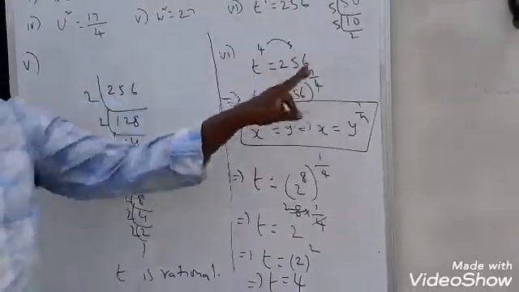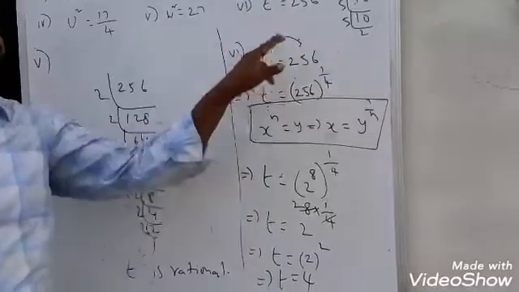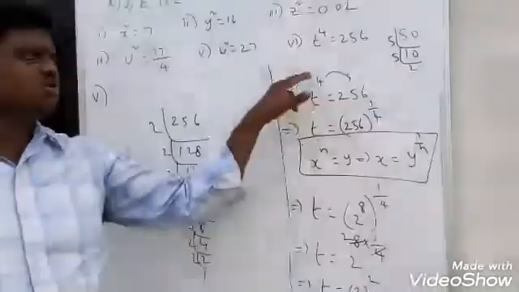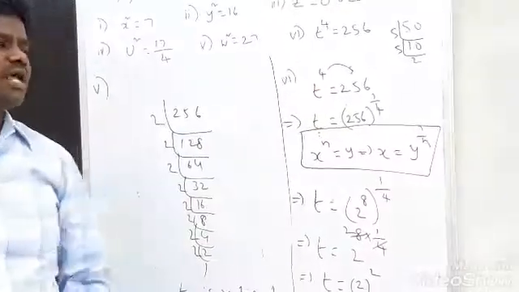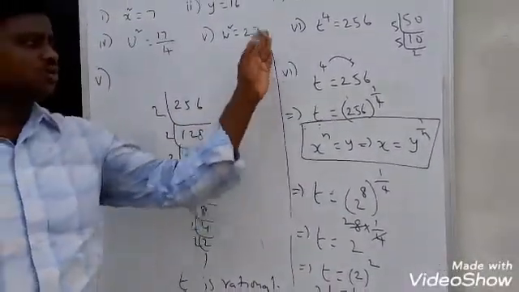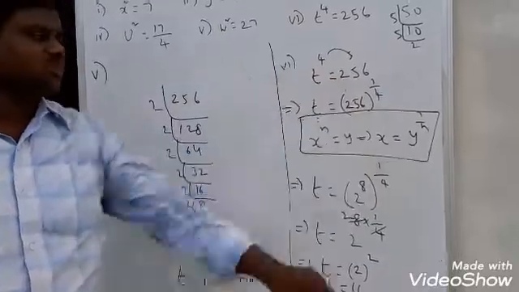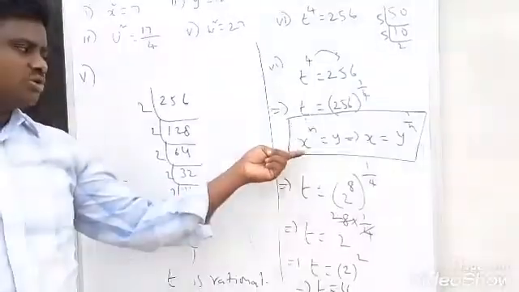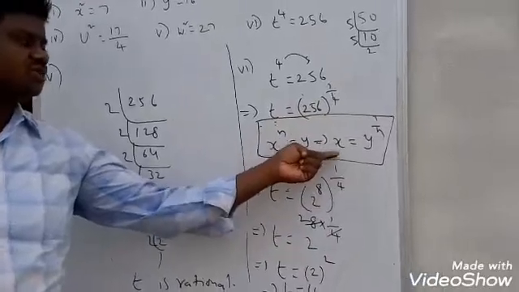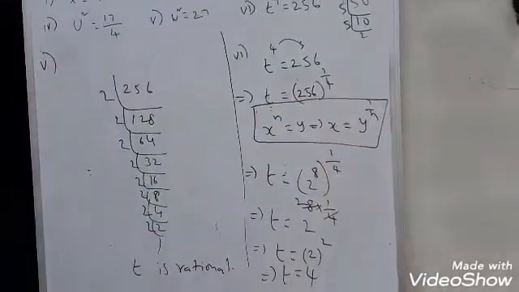4 will become 1 by 4, 5 will become 1 by 5, 3 will become 1 by 3, 7 will become 1 by 7, 2 by 3 will become 3 by 2. Like that, if you interchange a power from LHS to RHS, you have to take reciprocals. That is what I am telling using the formula. If x power n equal to y, you can write x equal to y power 1 by n.